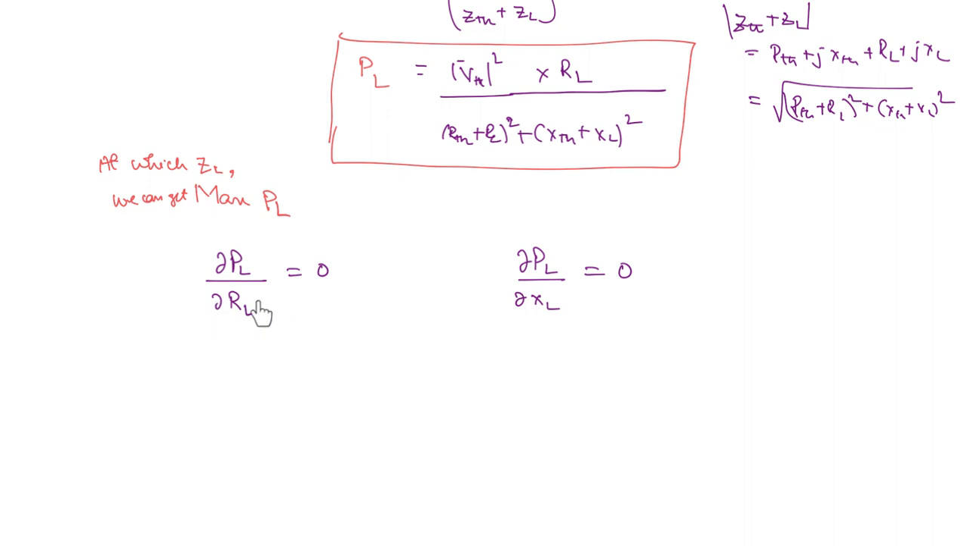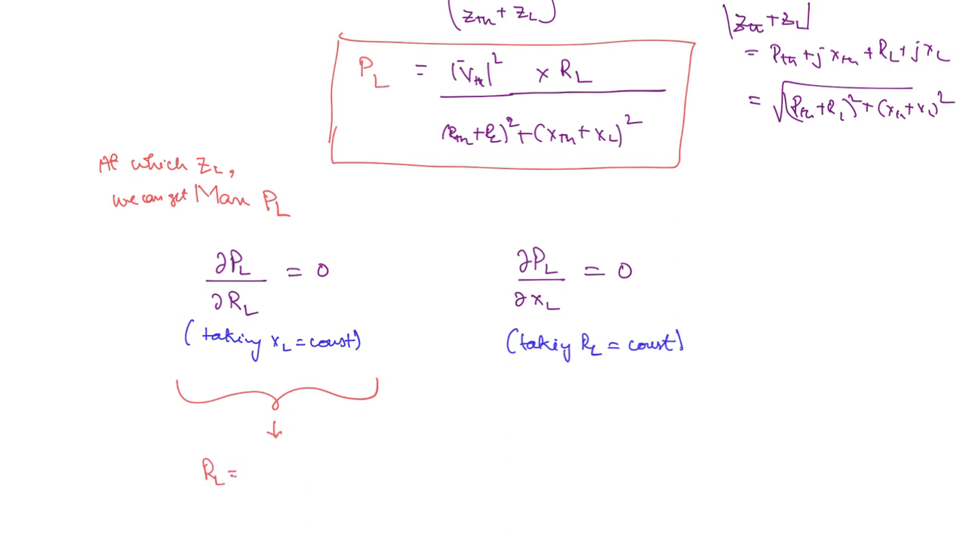When you are differentiating with respect to RL, what will happen to XL? You have to consider XL as constant. Similarly, here you have to take the load resistance as constant. Okay. So if you are doing this, then the final result I will write here: RL is equal to root over RTH square plus XTH plus XL whole square. Okay. So this is the result. Here what is the result you're going to get? XL is equal to minus XTH.